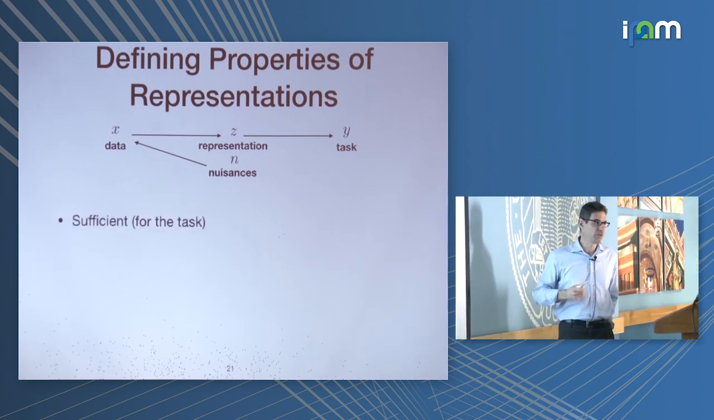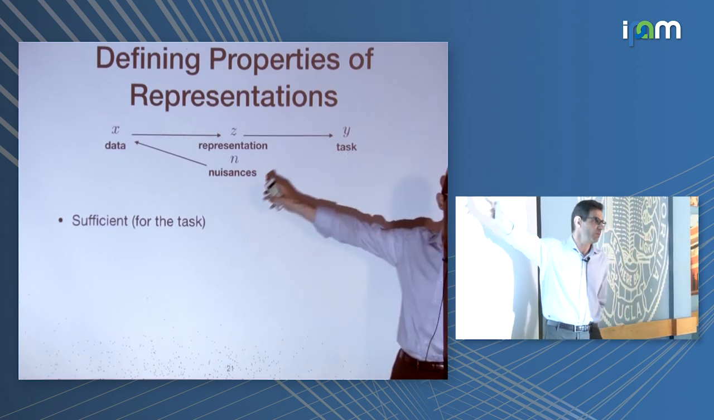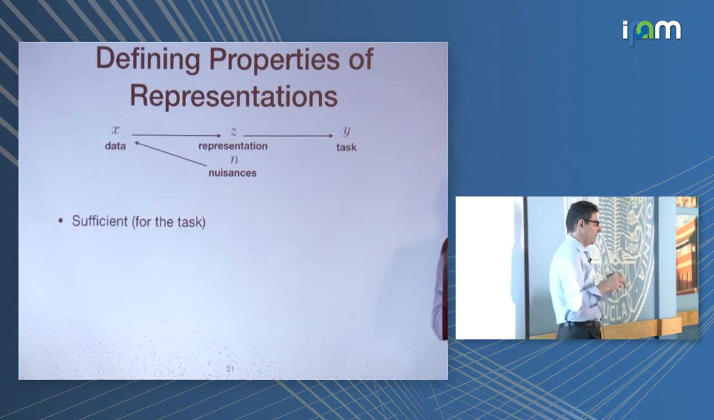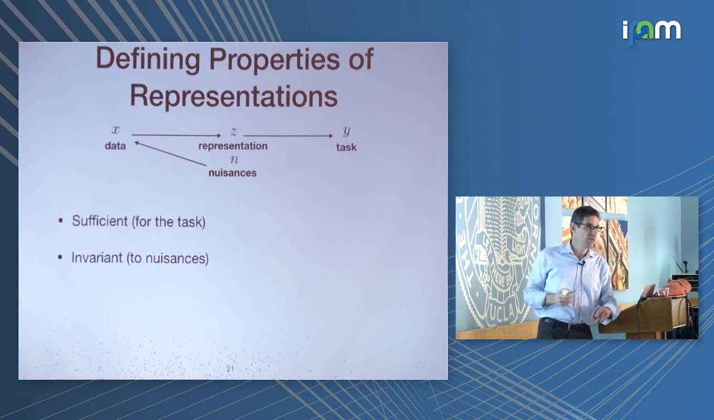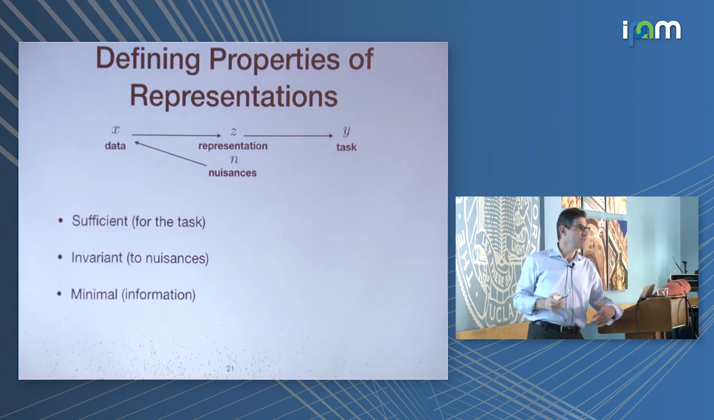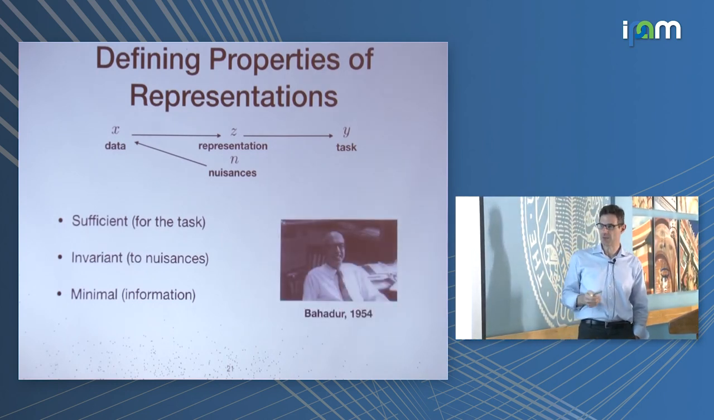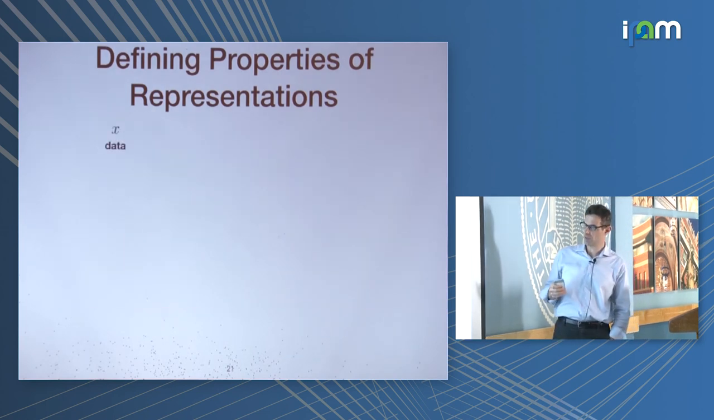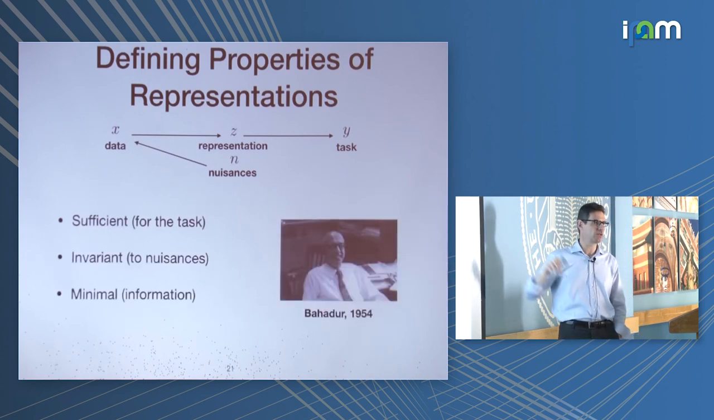So, just to put names to things, a representation is sufficient for the task if it is as informative as the data. I want to, at the very least, not throw away any information about the task. Ideally, I would like it to be invariant to nuisances, or at least maximally insensitive. I don't want it to depend on things I don't care about. And I would like it to be as simple as possible, minimal in some sense, and as easy to work with as possible. These are the basic principles that I would like a representation to have.